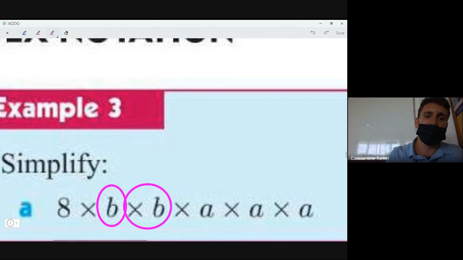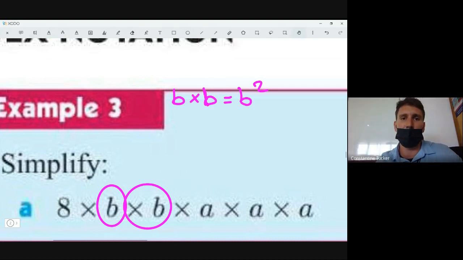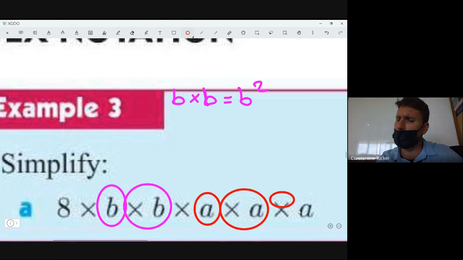Wow, you're so good. Okay, so B times B will be B. Oops, sorry, let me get rid of that. B times B is going to be B squared. And now let's move on to the next bit. So now, what would be A times A times A? Excellent. Why cubed and not A to the power of 3 or something?